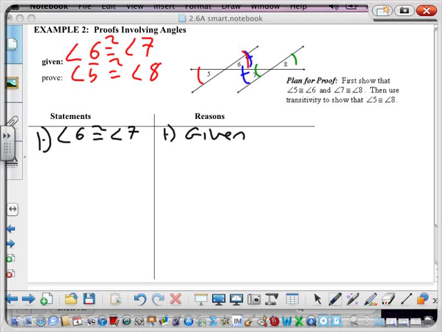How am I going to prove that 5 and 6 and 7 and 8 are congruent to each other? I heard somebody else tell me this earlier. They're what kind of angles? Vertical angles. You guys are so smart. Angle 5 is congruent to angle 6, and that is vertical angles. And then we're going to say it again, but with 7 and 8.